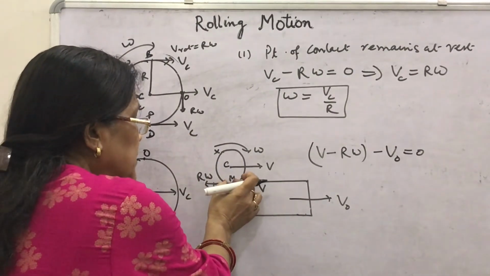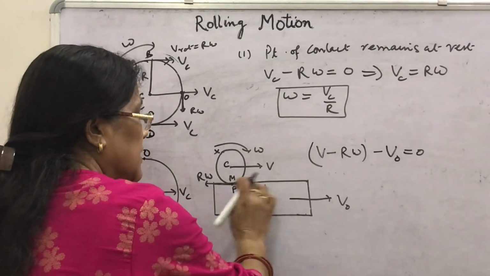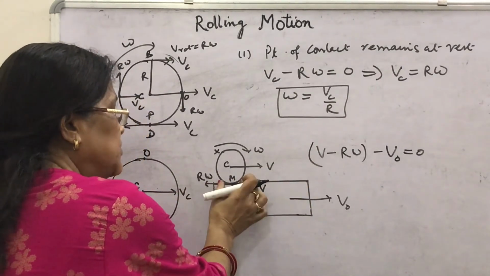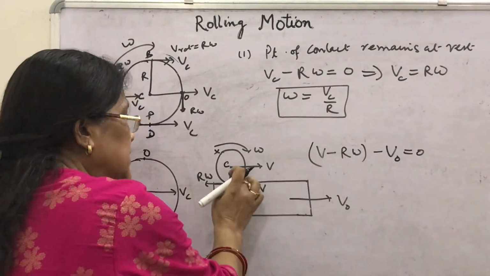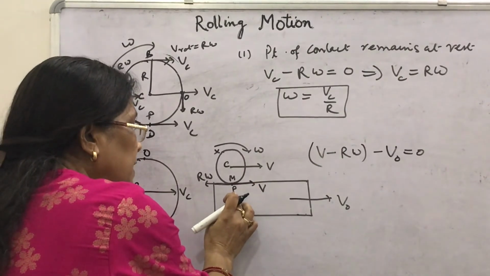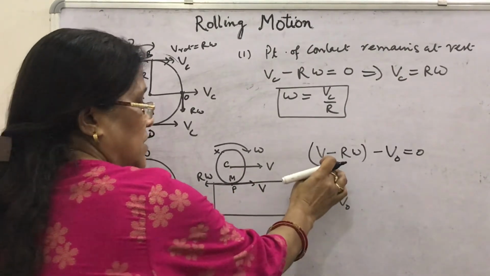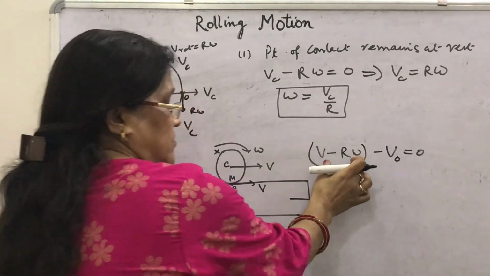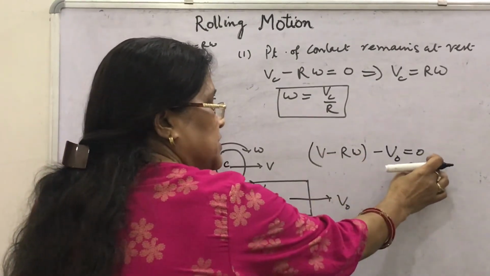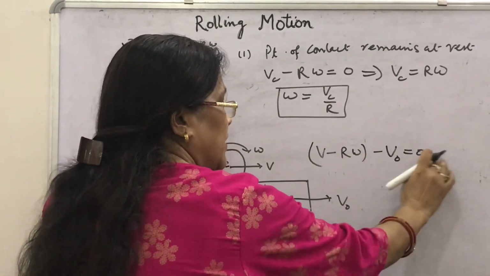What is the velocity of point M? V in this direction, r omega in this direction, so v minus r omega. What is the velocity of point P? v0. Then for relative motion, this minus this should be 0. There should be no relative motion, we have written.